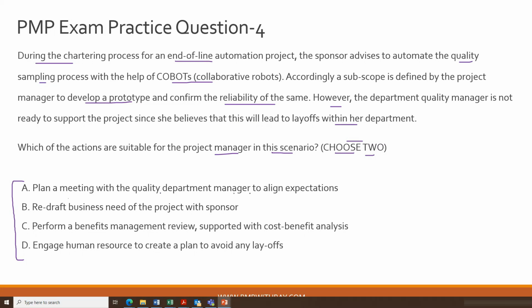Plan a meeting with the quality department manager to align expectations. Seems like a reasonable and sensible option to me. So we'll hold this for now.